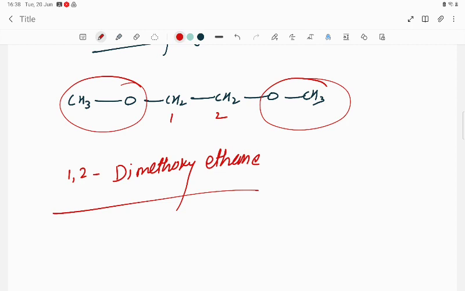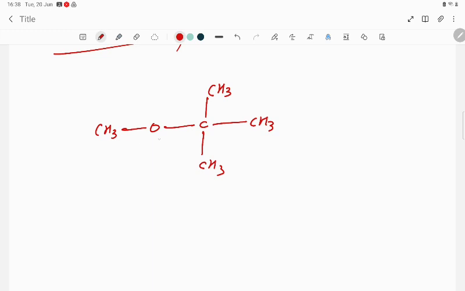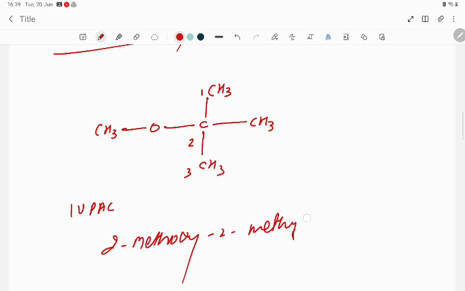Now let us try to understand one more problem. We have CH3, O, then C, with CH3, again CH3 and again CH3. This is carbons 1, 2, 3. So I am writing the IUPAC name: 2-methoxy, then 2-methyl, propane. So this is how we write the IUPAC name of the ether.